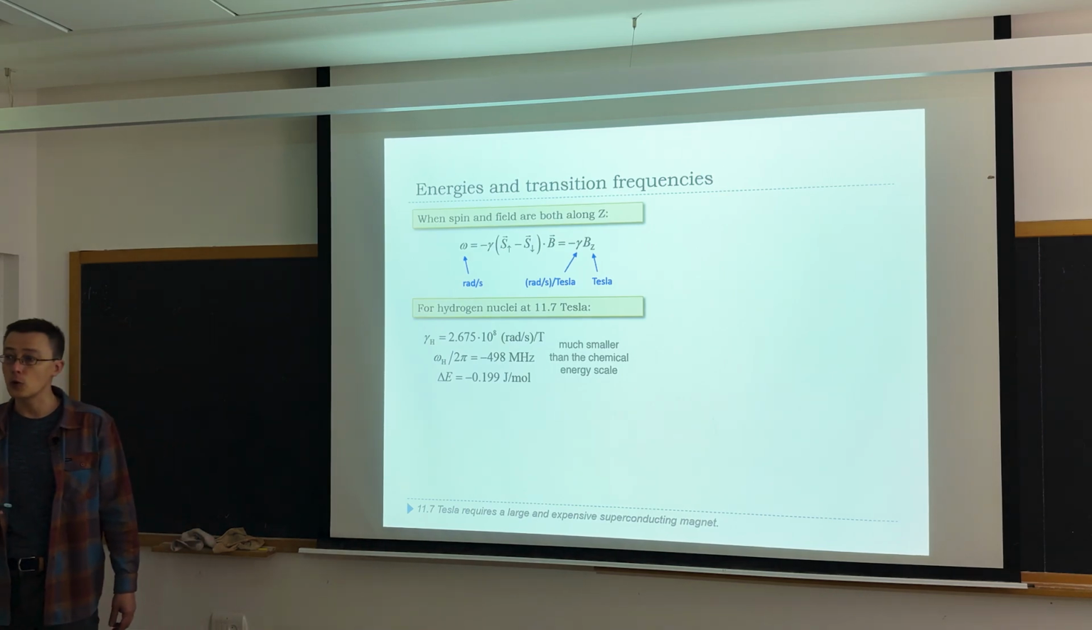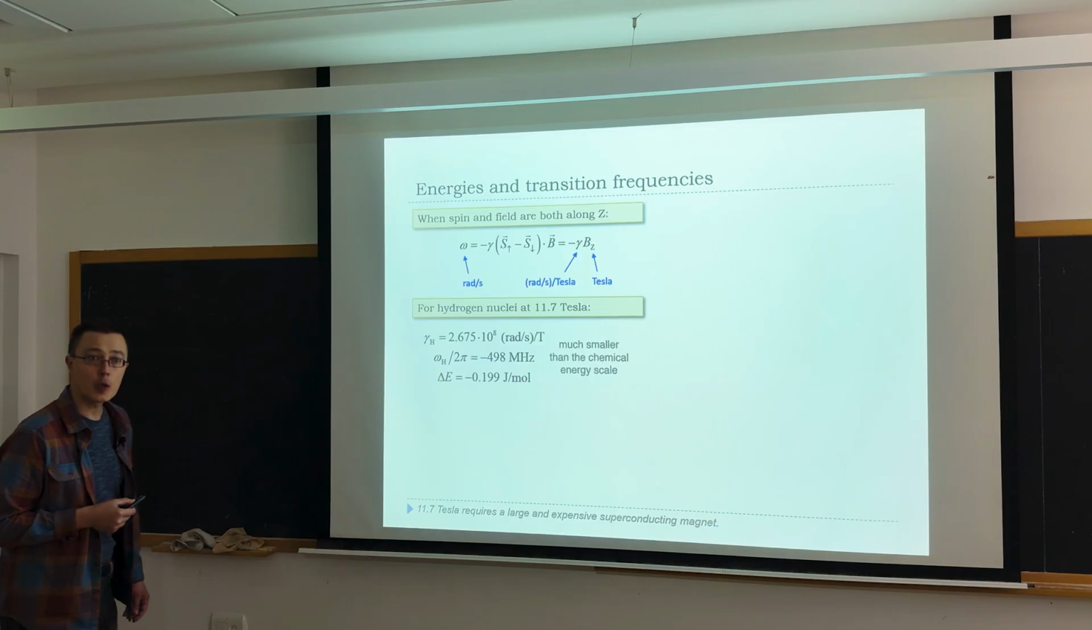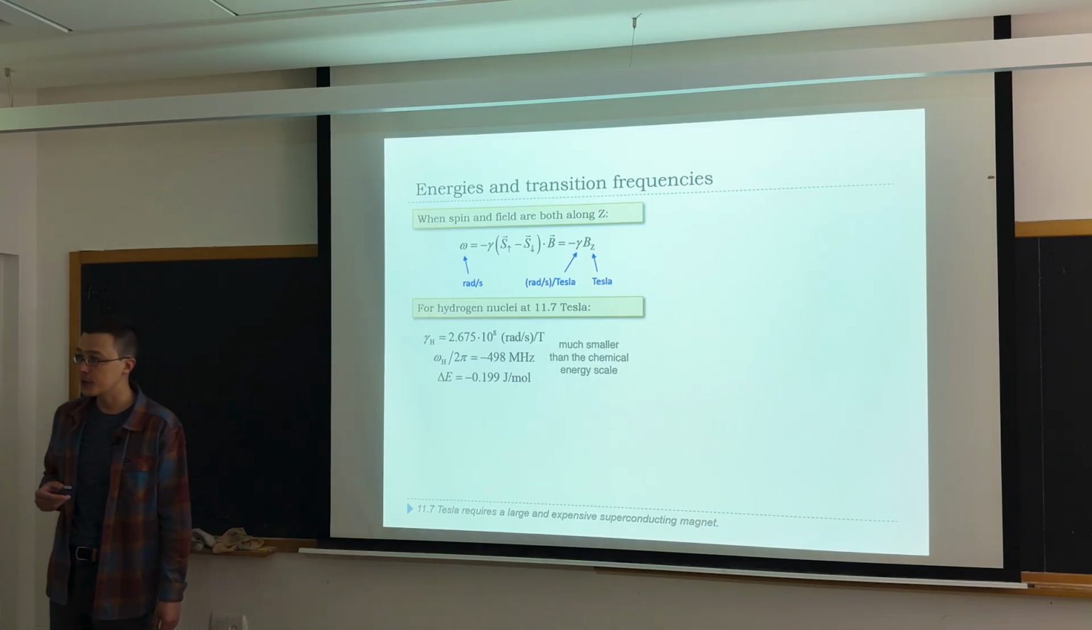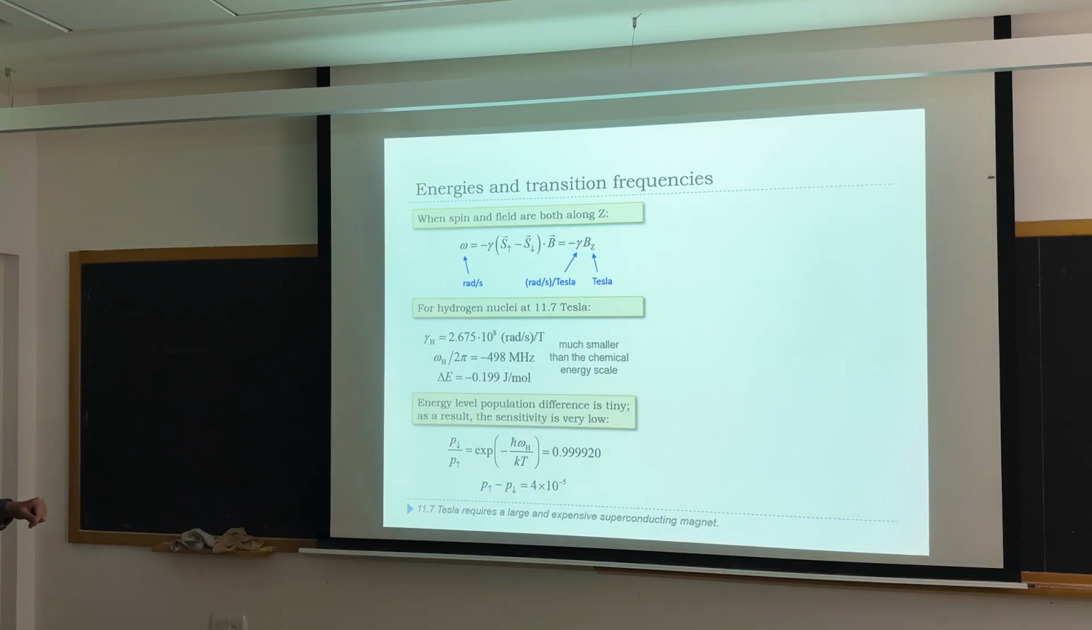This is in millijoules per mole. This is much lower than the chemical energy scale. It is very uncommon for nuclear spin processes to influence chemical reactions in any way. For all intents and purposes, nuclei are just transported by chemical reactions, and nuclear spin doesn't have much of an influence over the reactivity. Because of this, the energy level population difference is tiny.